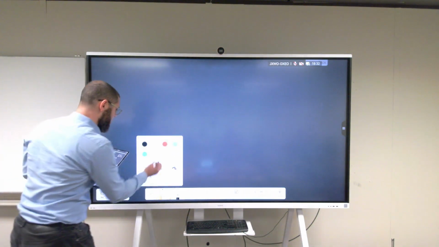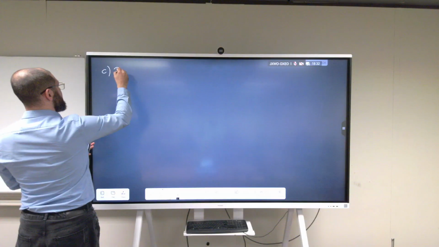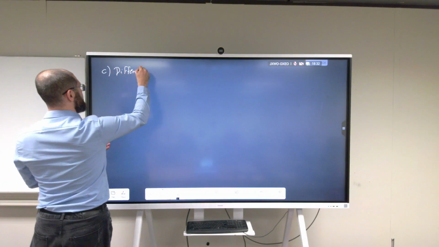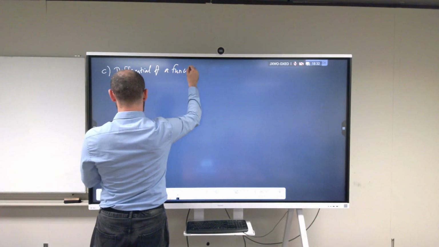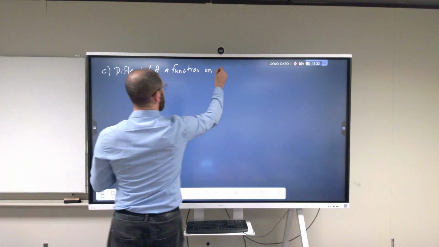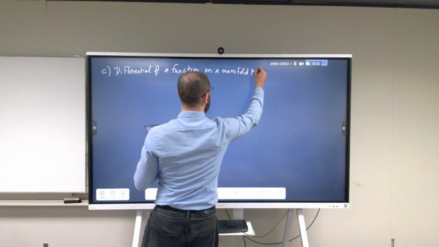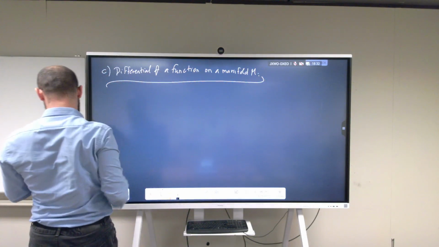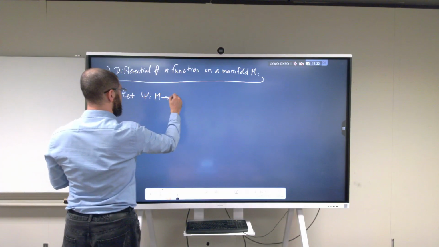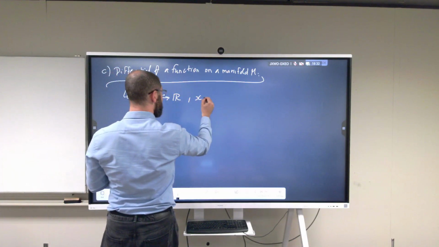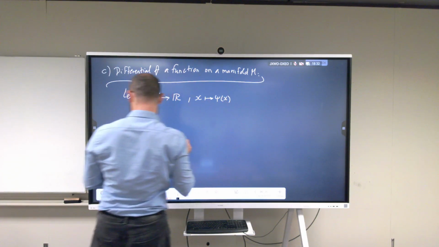So what is the differential? Part C, what is the differential of a function on a manifold M? Let psi be a function that eats a point on the manifold and gives you a scalar number. So it will eat an x in M and will give you a scalar number psi of x.